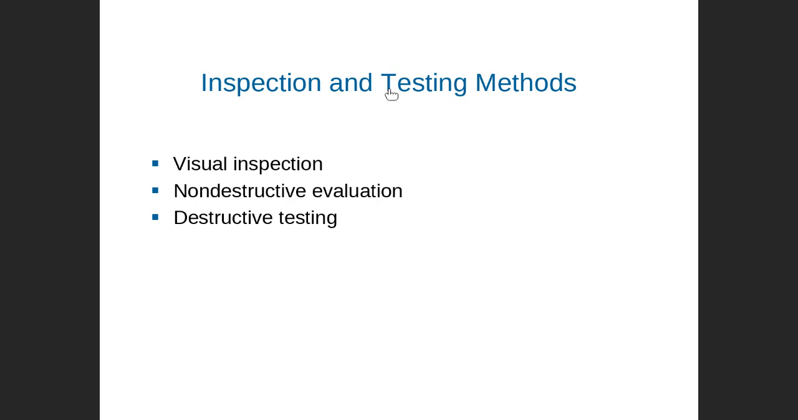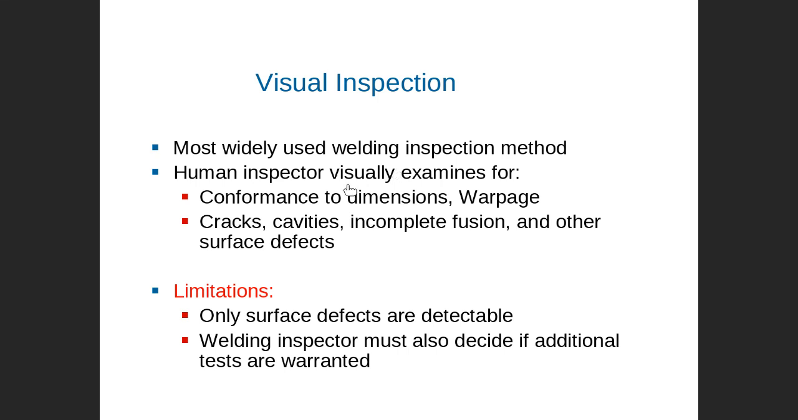If there is a defect, this weld is not okay. But if it is free of defect, then the quality is good. So you need to check this. We call it inspection and testing. We're going to discuss visual inspection, non-destructive evaluation, and destructive testing, one by one.